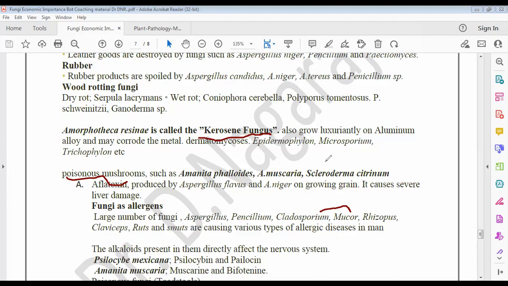You know the poisonous mushrooms I already told you. Amanita muscaria, Amanita pallidis. Amanita pallidis is the death cap. Amanita muscaria is the Nashana Devaduta.